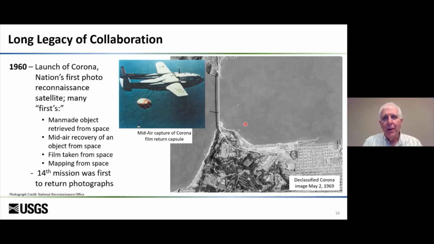Here's an example of a Corona image taken in 1969 of the San Francisco and Golden Gate Bay area. So you see the good quality that this was even back then in 1969.